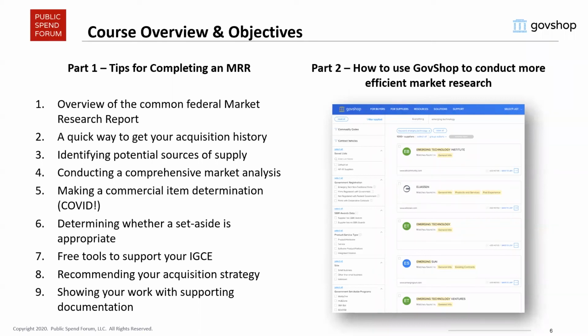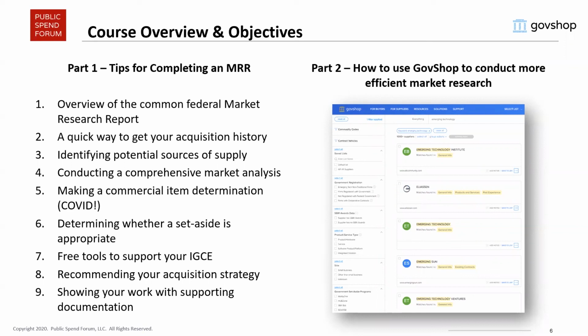Then at the end, in part two, we'll go into our tool GovShop and actually show you how you can conduct market research using that tool. And we're going to base it around an example, actually an exercise that my colleagues at Public Spend Forum and I have been working on for about 10 days now, an exercise we're doing for a couple of different defense agencies to identify suppliers in the market right now that have personal protection equipment like respirators and ventilators that they can make available for the current situation.